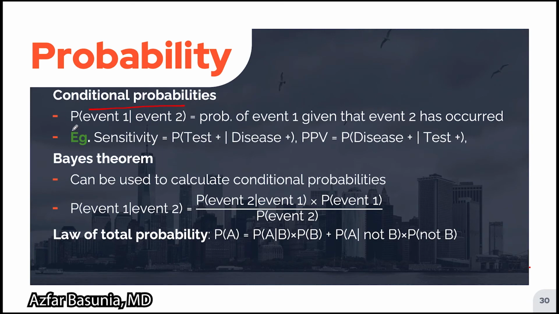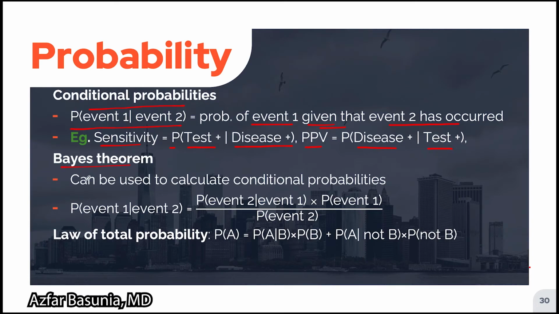Conditional probabilities are denoted like this, where probability of event 1 given event 2, and we are basically asking what is the probability of event 1 occurring given that event 2 has already occurred. A few prominent examples of conditional probabilities that we have already discussed include the sensitivity, where we're asking what is the probability that the patient tests positive for the disease given that they already have the disease. Conversely, with positive predictive value, we are asking what is the probability that the patient has the disease given that they have tested positive for the disease.